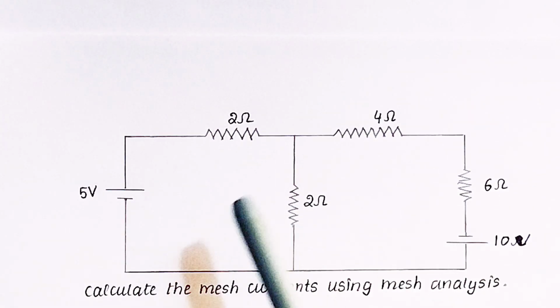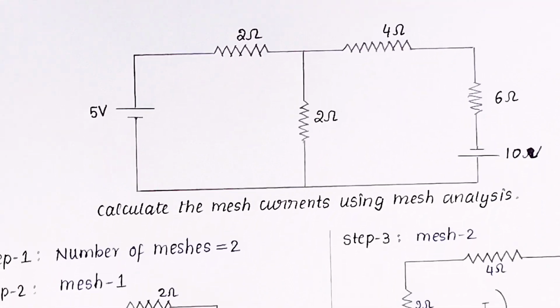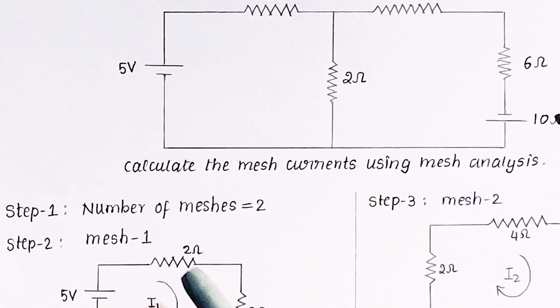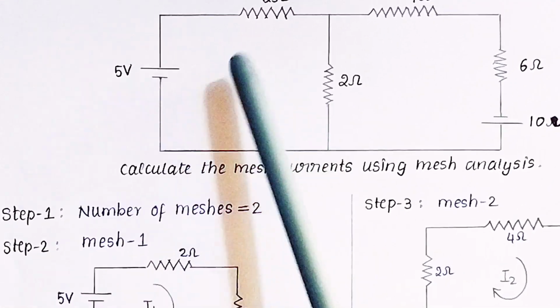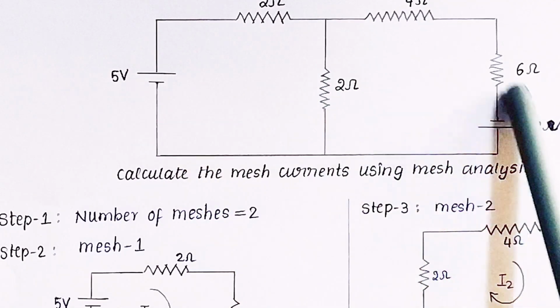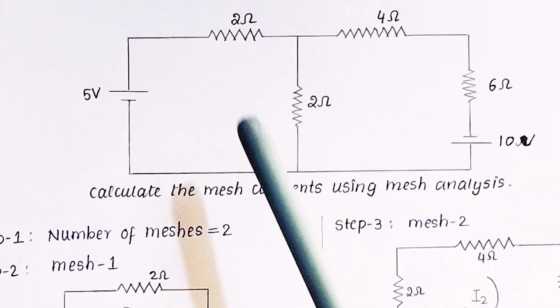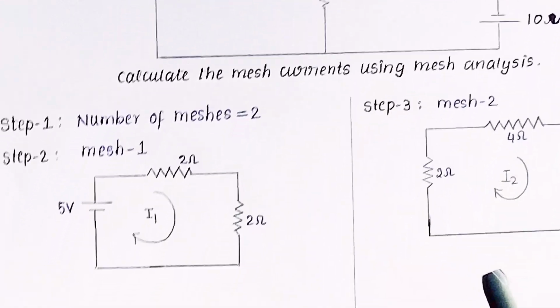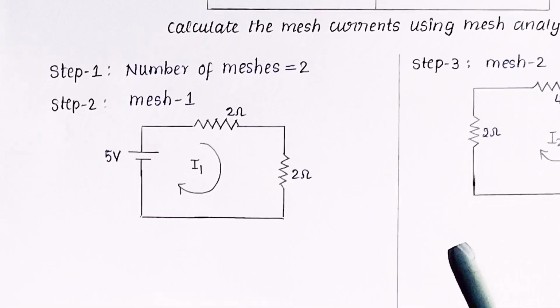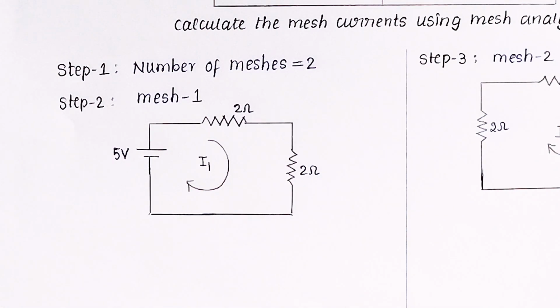Now we have these meshes. We have two meshes, that is 2 independent loops. So we'll be writing step 1, which is identify the meshes. That is, number of meshes equals 2. And here's mesh 1 and this is mesh 2. We will be calculating the mesh currents of these two meshes. We have to calculate the mesh current of each mesh.